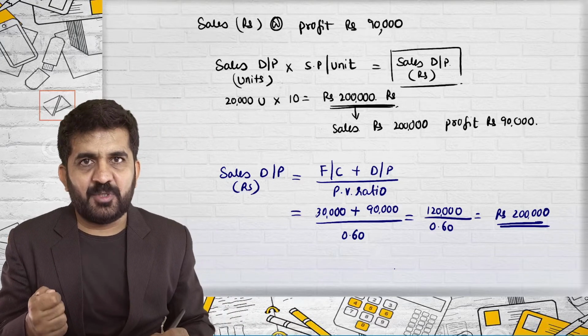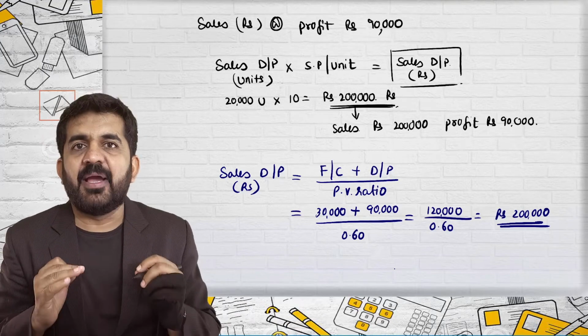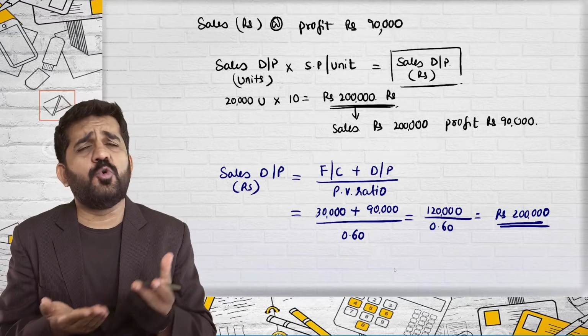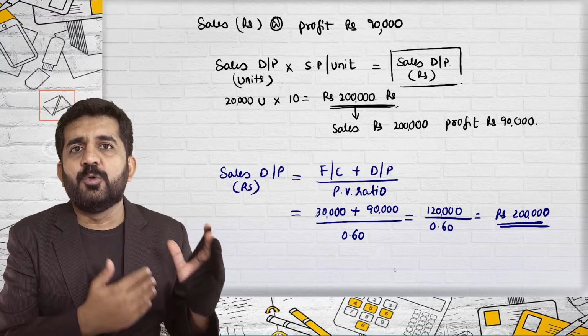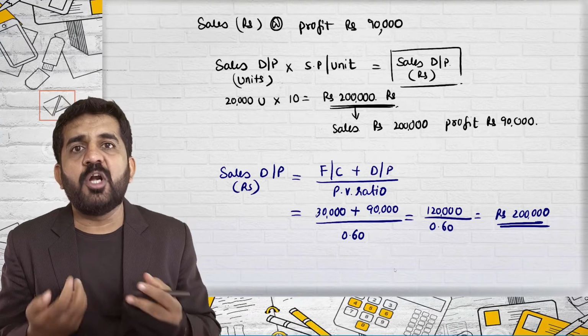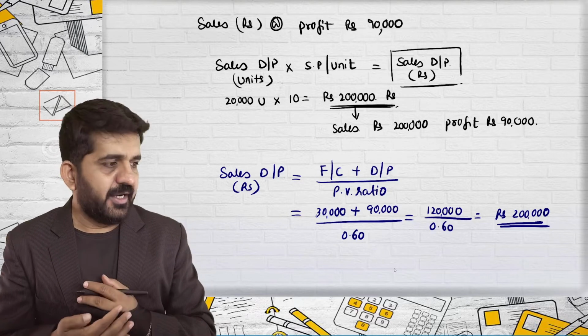Once again, try to understand the concept. At 2 lakhs rupees sales, my profit will be 90,000. Now, why do you want a profit of 90,000? You might want to do this business only if you earn a profit of 90,000. So you want to find out how much sales I should be doing so that my profit is 90,000.